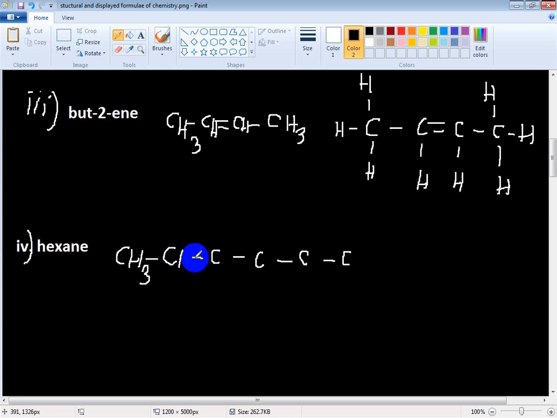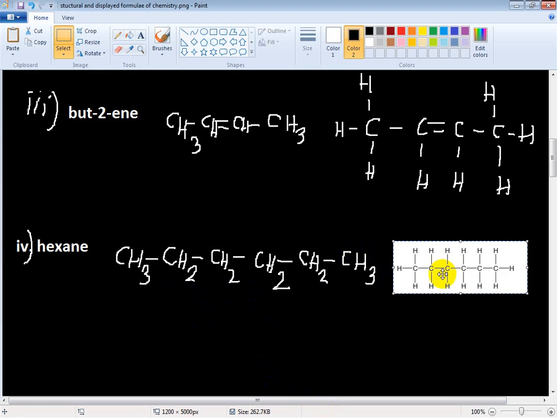So this carbon has already 2 bonds, so 2 more bonds will form with hydrogen. Here 2 bonds with hydrogen, 2 bonds with hydrogen, 2 bonds with hydrogen, and here this carbon has 1 bond, so 3 more bonds will form with hydrogen. Okay, this is the structural formula of hexane. This is the displayed formula of hexane.